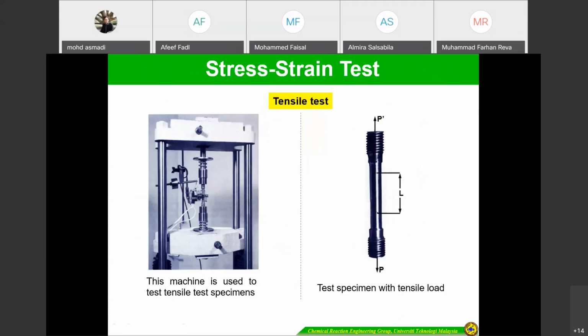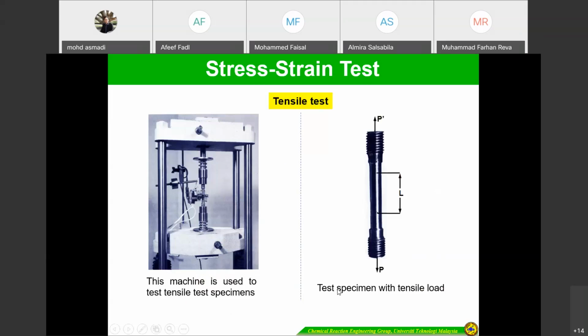Okay, so for the stress and strain test, I think all of you may already have conducted the experiment at the thermodynamics and materials engineering laboratory. I think you're going to use this machine to test the tensile, whether it's going to rupture or not. We can see the deformation here. This machine is the tensile test machine.